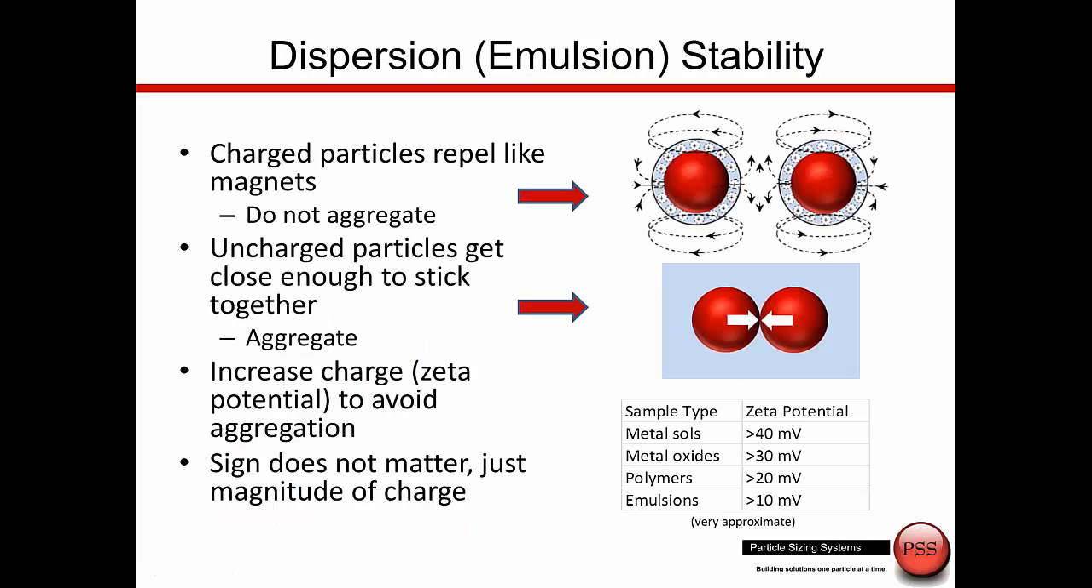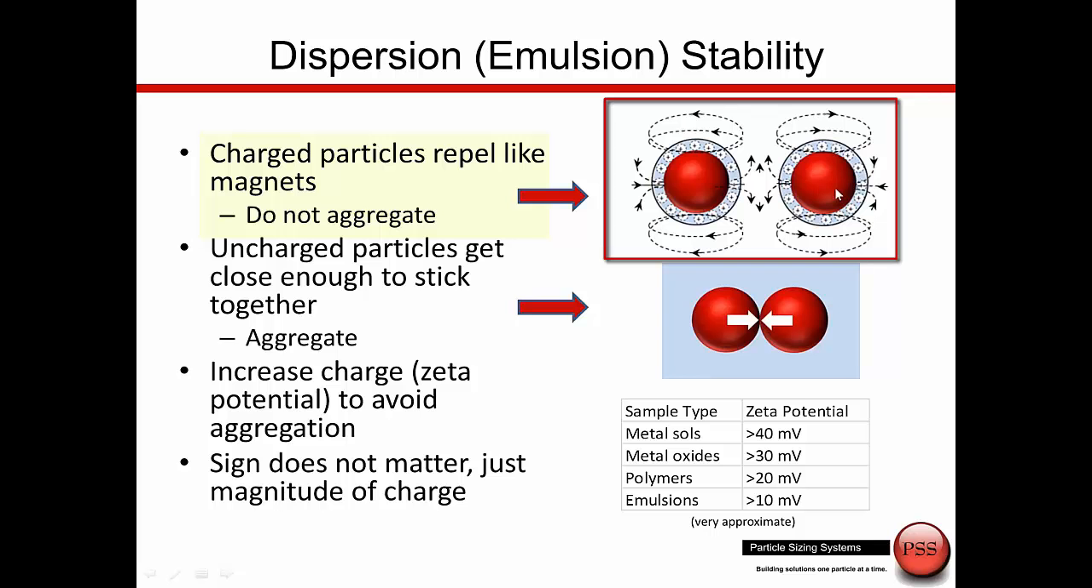And then we're also going to look at the zeta potential. And the reason we want to look at the zeta potential is because the charge on the surface of particles is another indication of stability. Here are two charged particles, and if we build up the charge on the surface of these particles, or in the case of this study, emulsion droplets, as we increase the charge on the surface, then these particles will start repelling each other like magnets.